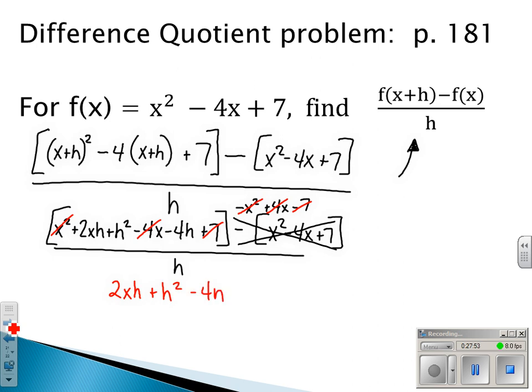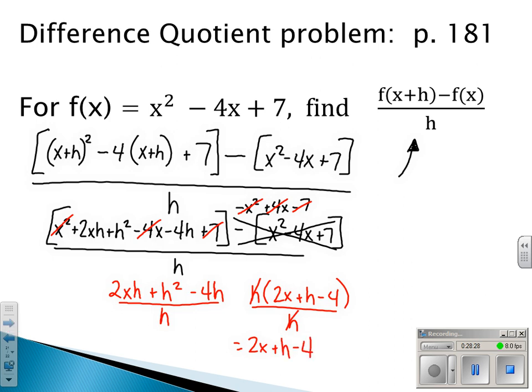All that's left then is what I've just written. We had a 2xh, we have an h squared yet, and we have the negative 4h that we haven't done anything with. And the h on the bottom we haven't done anything with. Now look at all of your terms on top. Each of them have an h. Pull it out, factor it out. We'll be left with 2x plus a single h minus 4 all over that h on the bottom. Now you can reduce. Top h, bottom h cancel. 2x plus h minus 4 is our end result.